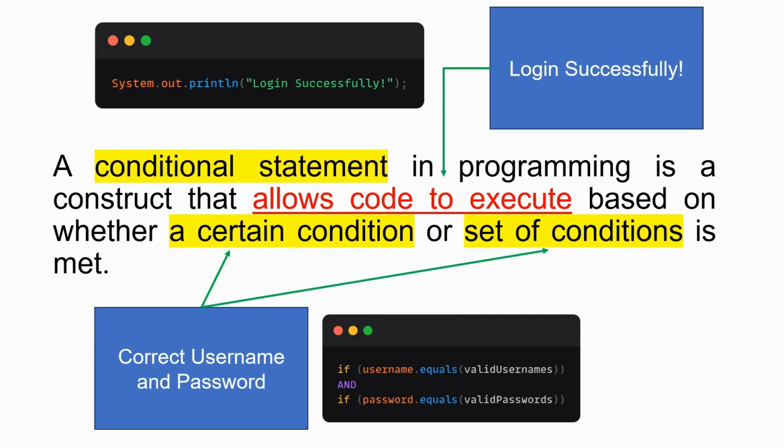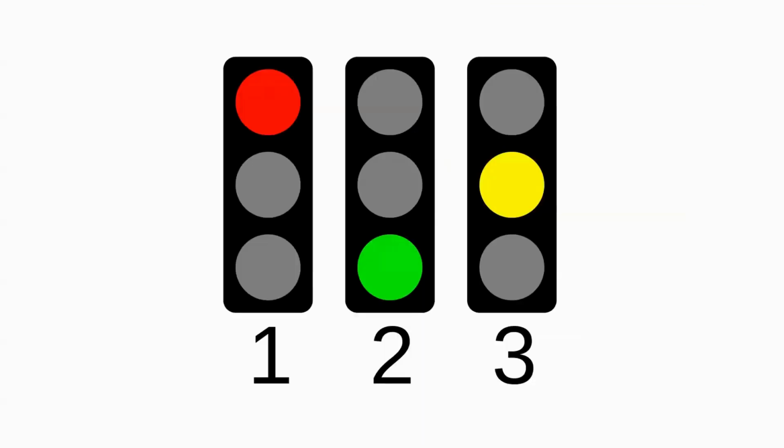For example, assume that we're going to log in to a mobile banking application. The conditions for us to log in are that we need to have the correct username and password. Only if this set of conditions is met will the specific code be executed. In this case, for example, we just have the code System.out.println("Login successfully").